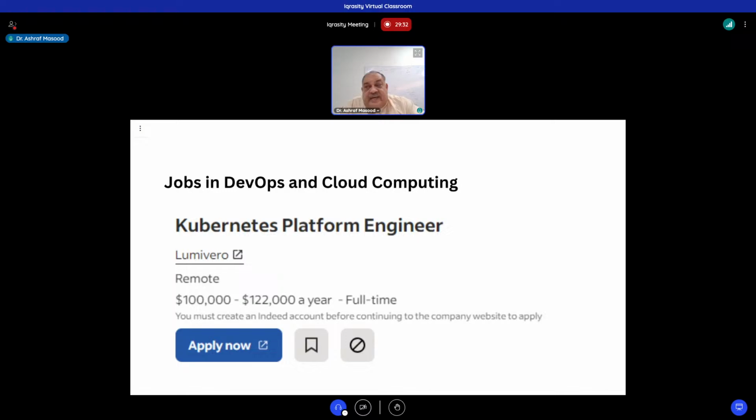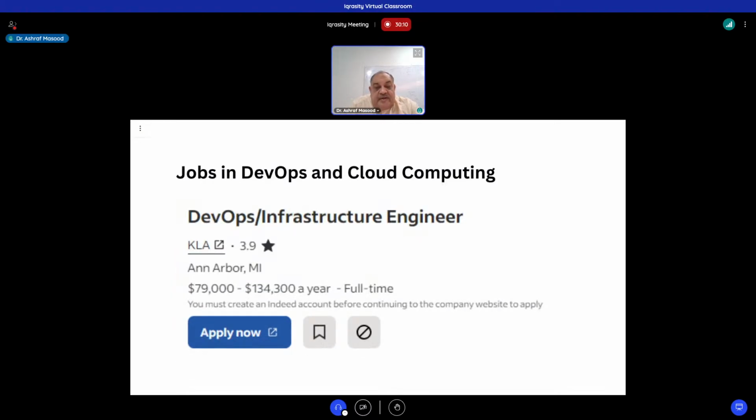And the salary range, if you see, for a Kubernetes platform engineer, is $100,000 to $122,000 a year. Now I don't think that a fresh graduate from any of the countries which we are talking about today can be offered such a salary. It's unthinkable, and this is the opportunity which we are talking about. So these are the kinds of jobs which we want people to prepare for, right?